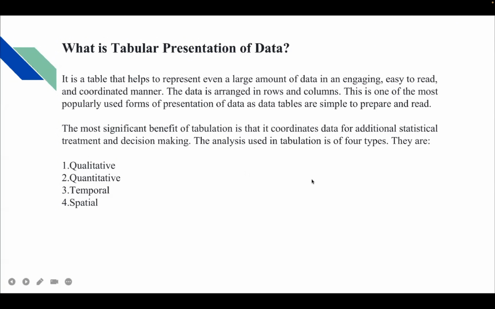The analysis used in tabulation is of 4 types. They are 1, qualitative, quantitative, temporal, and spatial. So let's look at each one.